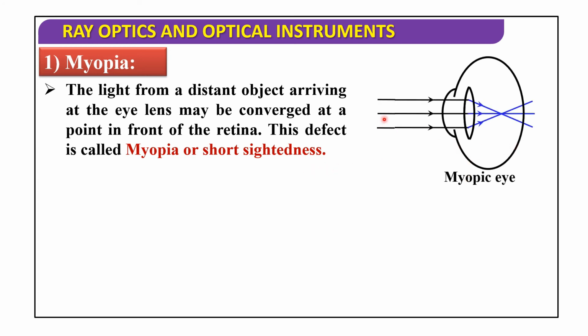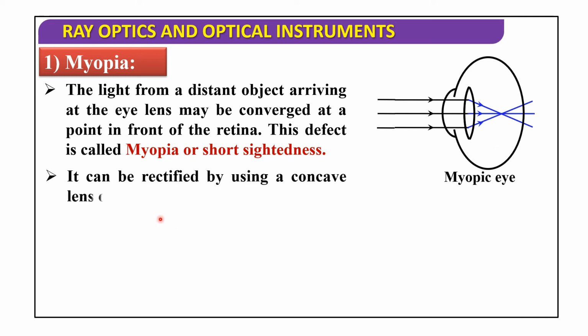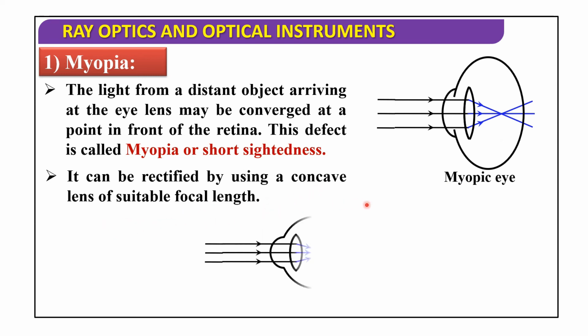See here, actually the parallel rays after converging, this is the point of image before the retina, the image formed before the retina. So then we can't see the image clearly. So for this we have to do correction. It can be rectified by using a concave lens of suitable focal length.